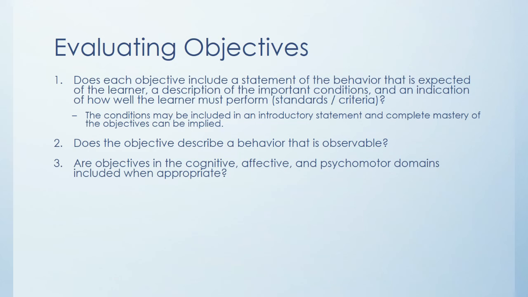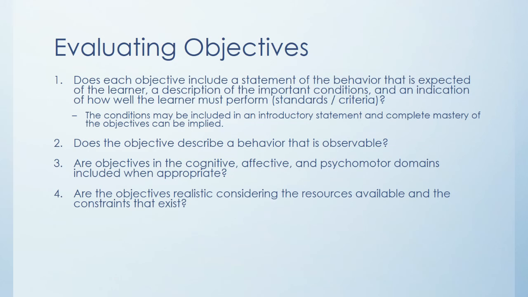Are objectives in the cognitive, affective, and psychomotor domains included when appropriate? For some things, it's not going to be appropriate to have a psychomotor domain. And other times it's not going to be appropriate to have an affective domain. Usually you're going to have cognitive domains in there. It's kind of hard not to need those, but you might not always need a psychomotor domain. But if you're writing objectives for a lab class, you should definitely have psychomotor domains in there.